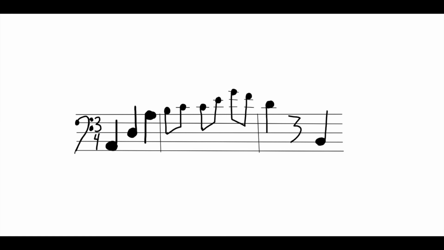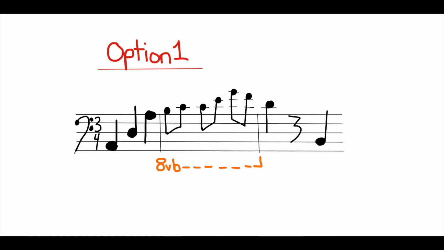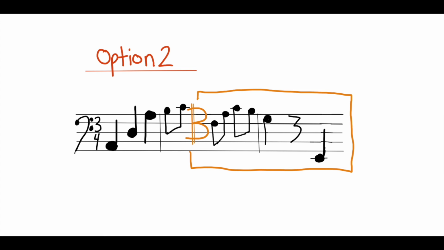For example, this is a line of music for a trombone player who usually reads in the bass staff. Instead of writing it like this with a bunch of ledger lines, I would either use an octave line or use the tenor clef to write it like this.